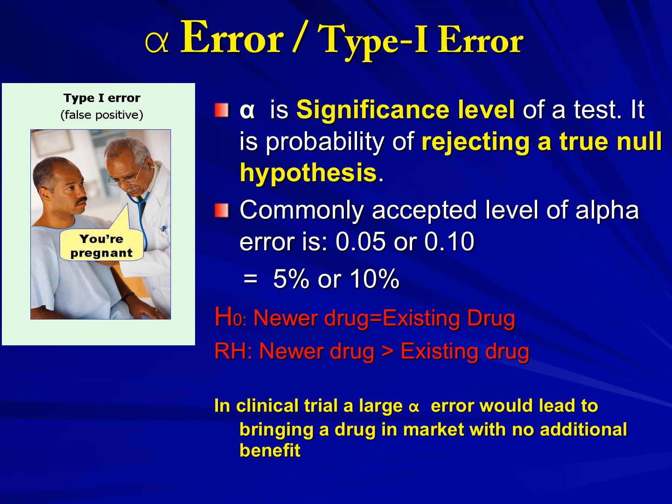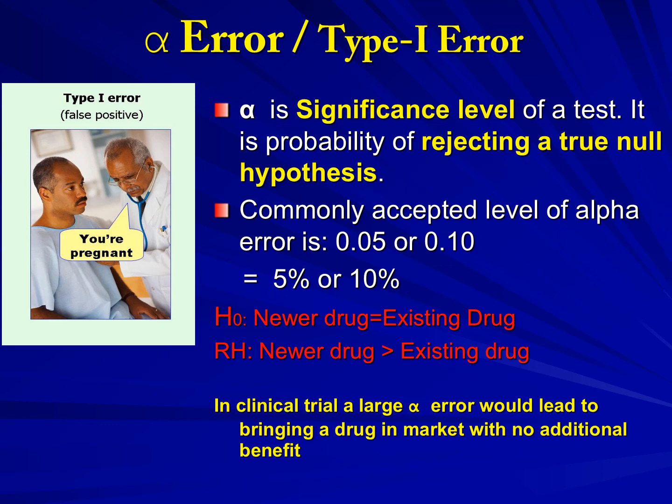Okay, and suppose this null hypothesis is actually true, meaning in reality it is true, that the newer drug is equally efficacious as compared to the existing drug. In this case, your alternative hypothesis will be that the newer drug is more efficacious as compared to the existing drug. And suppose you committed the alpha error, that means you are going to reject a true null hypothesis.